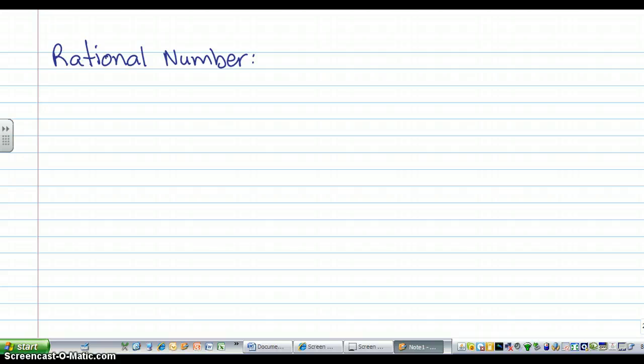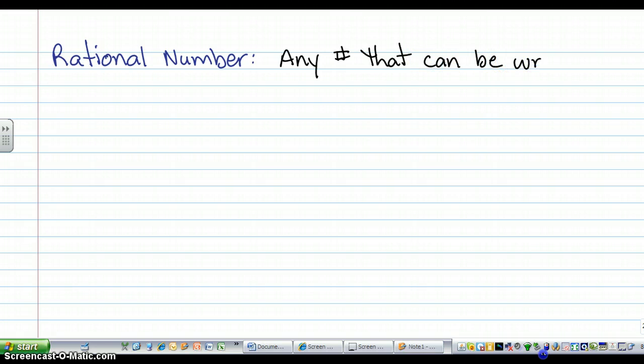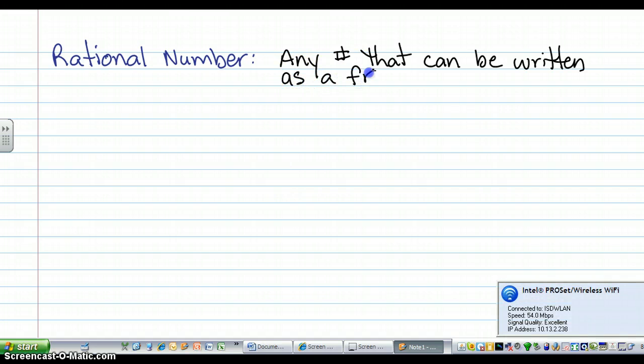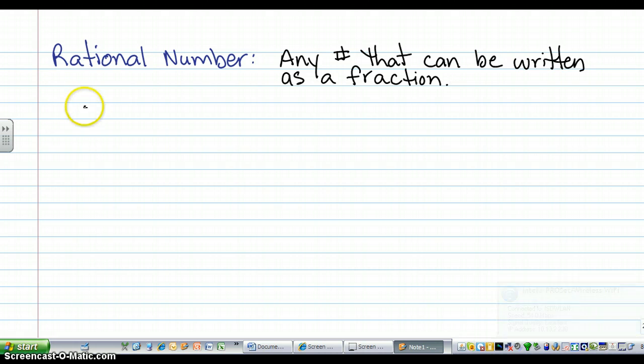All right, so a rational number is any number that can be written as a fraction. So all fractions are rational numbers because they're written as a fraction. So numbers like 6/7, that's a rational number, half, any fraction's a rational number.